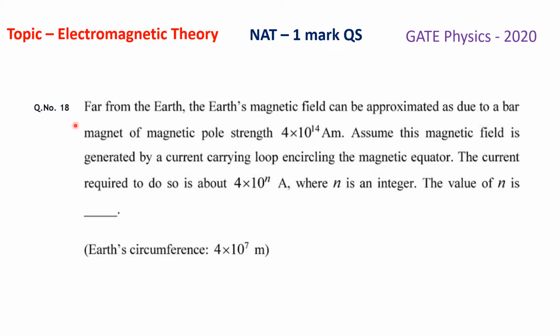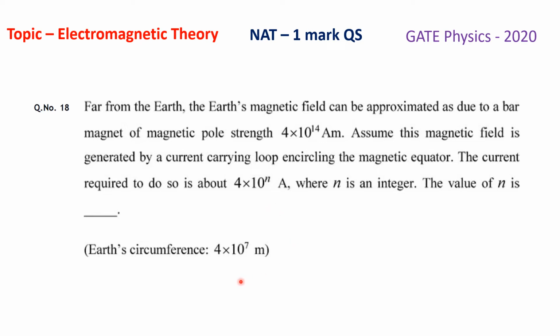The question is: far from the Earth, the Earth's magnetic field can be approximated as due to a bar magnet of magnetic pole strength 4 × 10^14 ampere meter. Assume this magnetic field is generated by a current carrying loop encircling the magnetic equator. The current required to do so is about 4 × 10^n ampere, where n is an integer. So we have to find the value of n here.